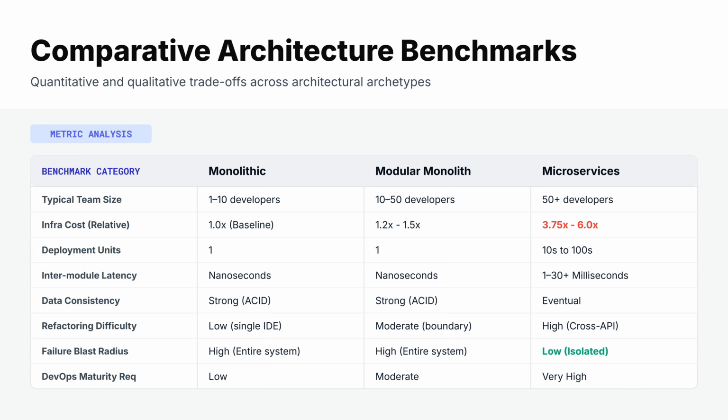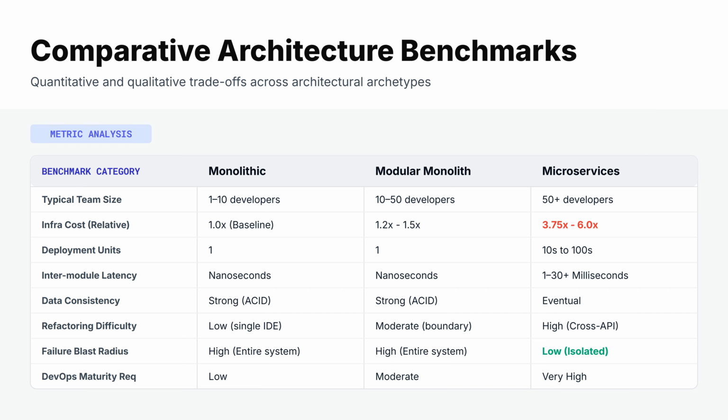Monolithic architectures are highly effective for smaller teams of up to 10 developers. As organizations scale, modular monoliths comfortably support up to 50 developers, whereas microservices become necessary for larger engineering organizations exceeding 50 developers. Infrastructure costs. Moving away from a standard monolith introduces financial overhead.